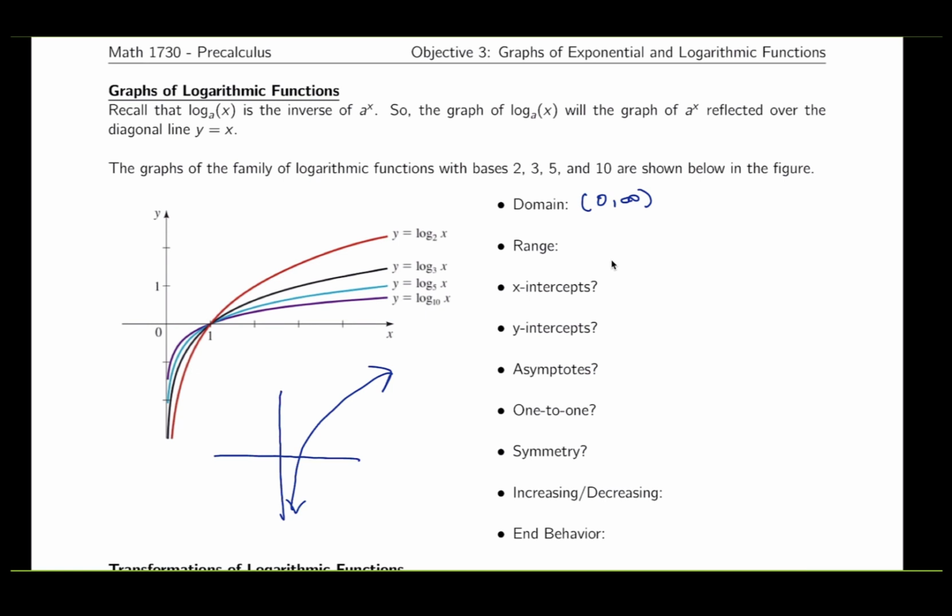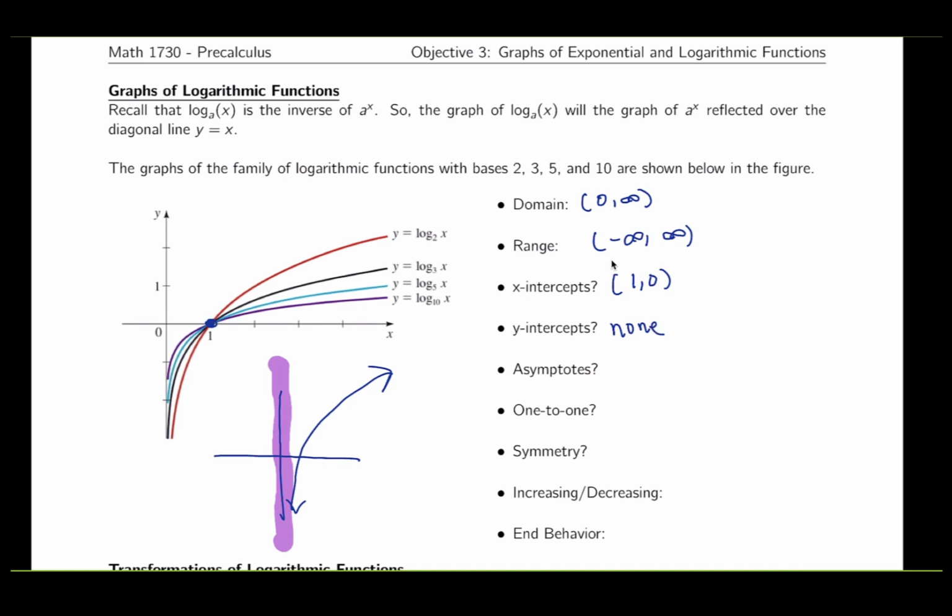My range, however, I can get all sorts of y values. I get my negative y values from this part of the graph. I get my positive y values from this part of the graph. I can highlight my entire y-axis and get graph associated with that. So I would say that my range is going to be negative infinity to infinity. For all logarithmic graphs like this, my x-intercept is going to be the point 1, 0, no matter what my base is. And there are no y-intercepts. We do not touch the y-axis.